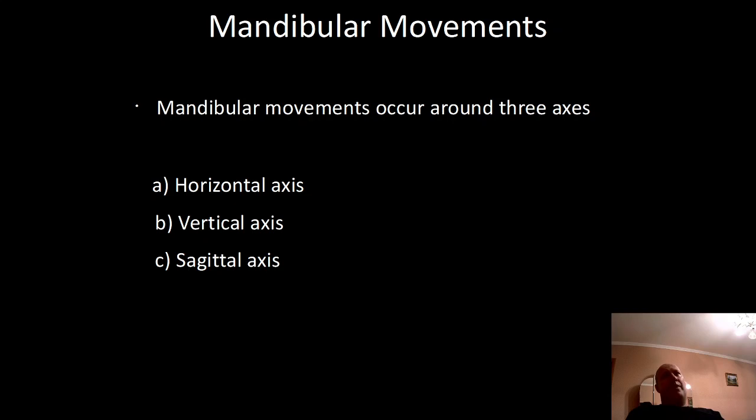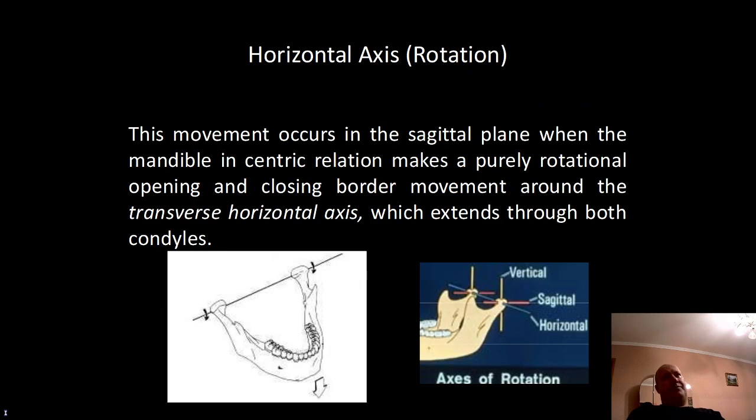Mandible movements occur in three axes. First, the horizontal axis, then the vertical axis, and the sagittal axis. Horizontal axis rotation: this movement occurs in the sagittal plane when the mandible in centric relation makes a purely rotational opening and closing border movement around the transverse horizontal axis, which extends through both condyles.